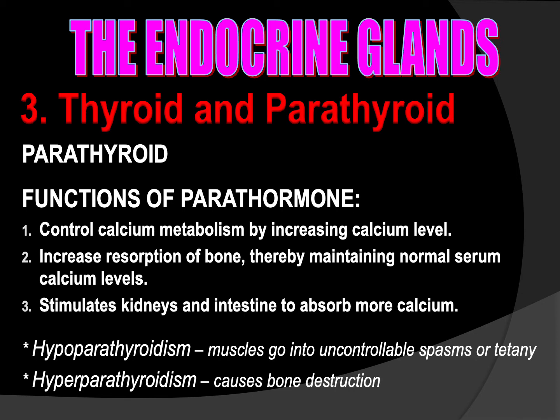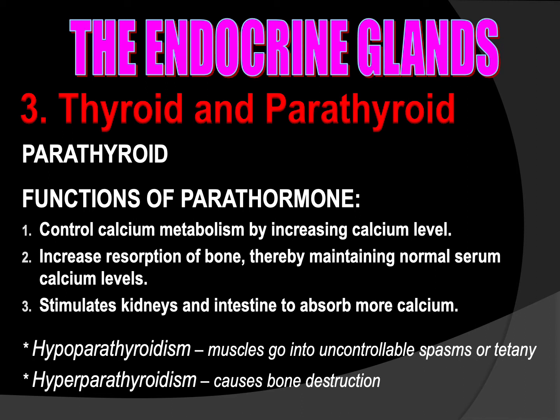Again, parathormone is hypercalcemic. Nag-i-increase siya ng calcium sa blood. But thyrocalcitonin is hypocalcemic. Nagdi-decrease naman siya ng calcium sa blood. Parathormone is secreted by the parathyroid gland. Thyrocalcitonin is secreted by the thyroid gland.